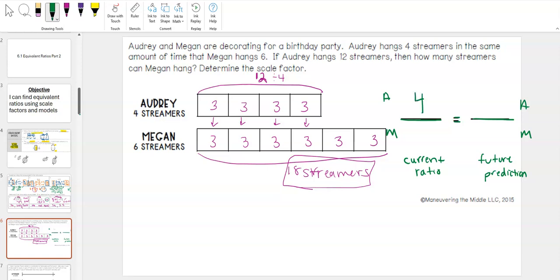So currently, Audrey hangs 4 for every 6 Megan hangs. And in the future, Audrey's going to hang 12 to every, I don't know. Because this is a different way of doing it, we're going to pretend we don't know the answer yet. Just like we did in the last video, I ask myself, 4 times what is 12? Well, that's 3. So I need to do 6 times 3 to get my answer. 6 times 3 is 18. And that is how I use equivalent ratios to solve a problem like this. So we can use tape diagrams or equivalent ratios.